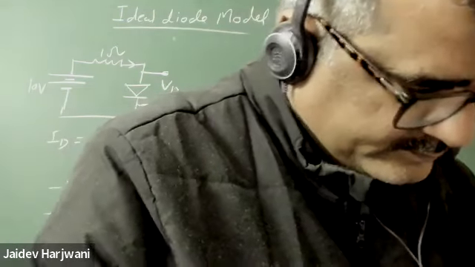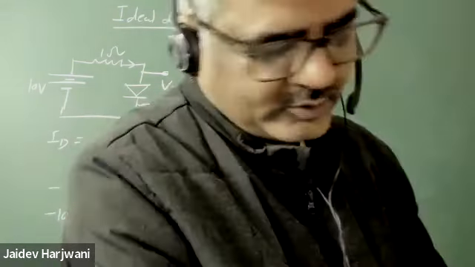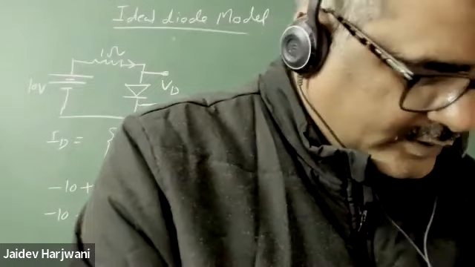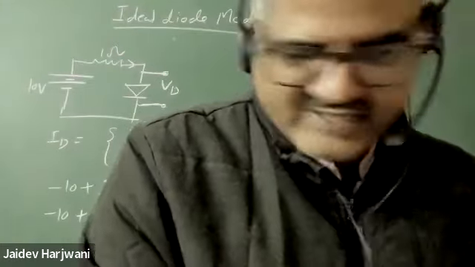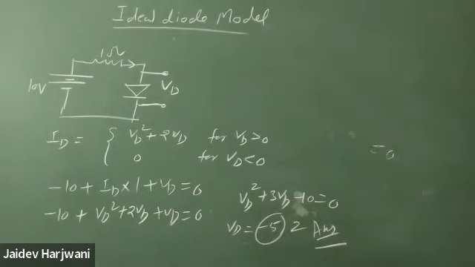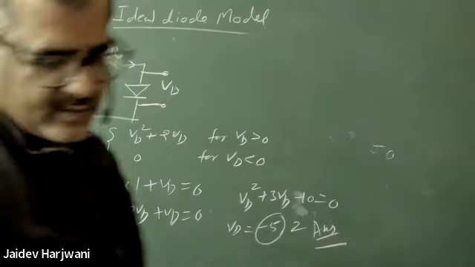Sir, answer is 2. The 2 or minus 5. 2 and minus 5. Positive ID is not there, sir. So minus 5 we cannot take, because we assume that VD is positive. So 2 is the answer.